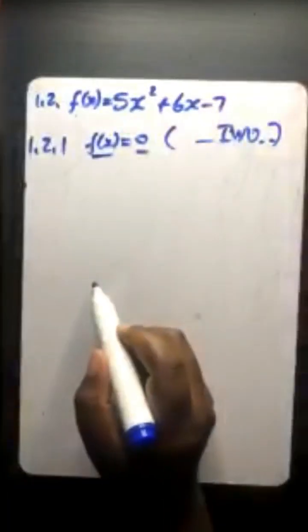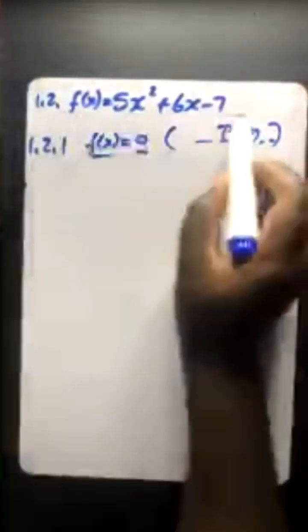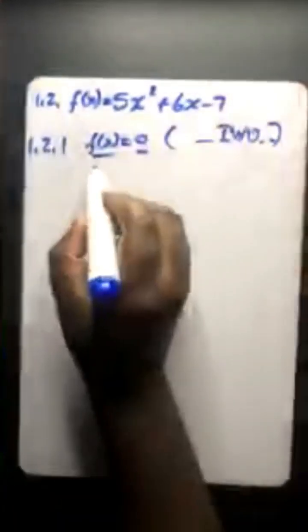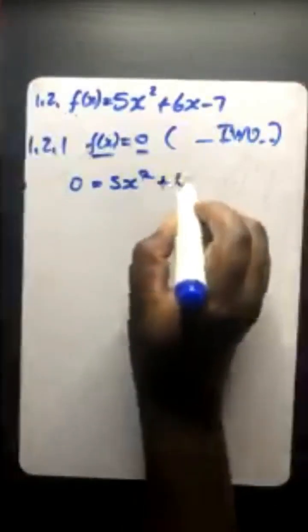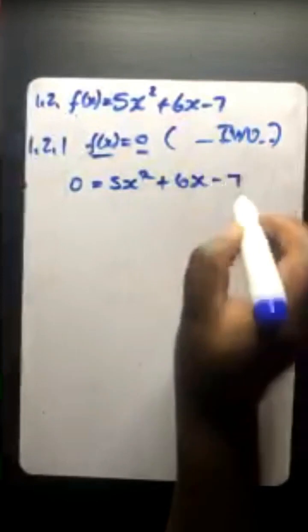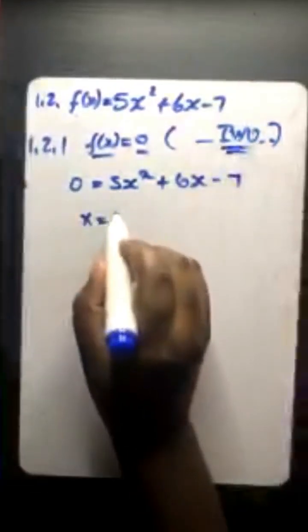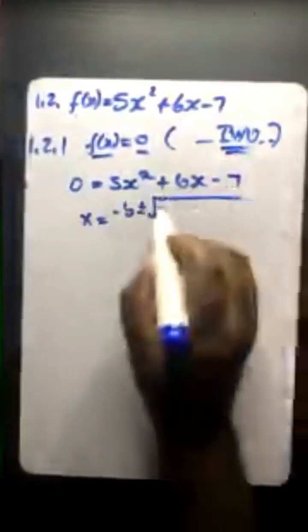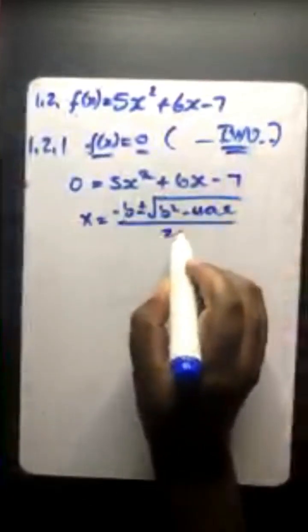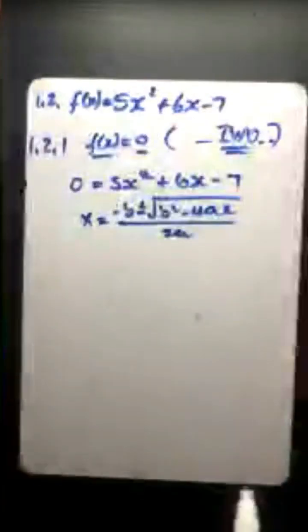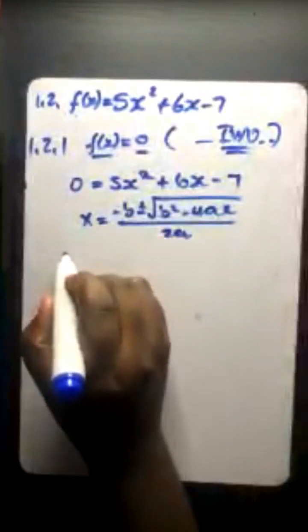So where you see f of x, you put 0. So there, can you see where I see f of x, I'm going to put 0. So just make sure that it looks like that, not what I've done. So where I see f of x, I put 0. So that means 0 is equals to that, and then I need to solve for x. Correct to two decimal places. It serves as saying that you need to use that formula, minus b plus or minus the square root of b squared minus 4ac, all of that divided by 2a. So let's see.